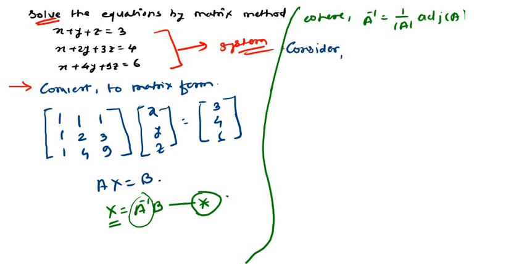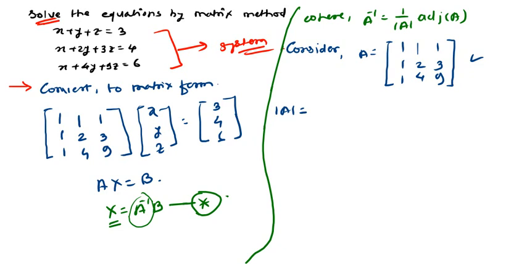Consider the matrix A. This will be 1 1 1, 1 2 4, 1 3 9. Let's find the determinant first. This matrix should be non-singular, meaning its determinant should not be equal to 0. Only then will we get the unique solution for this given system of linear equations. So find the determinant of the matrix.